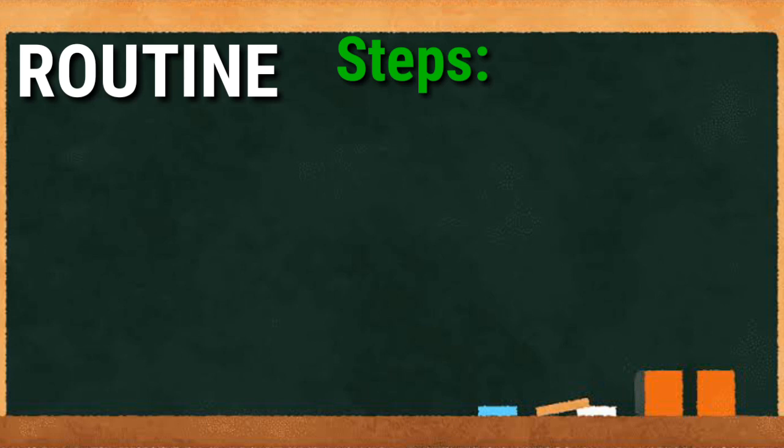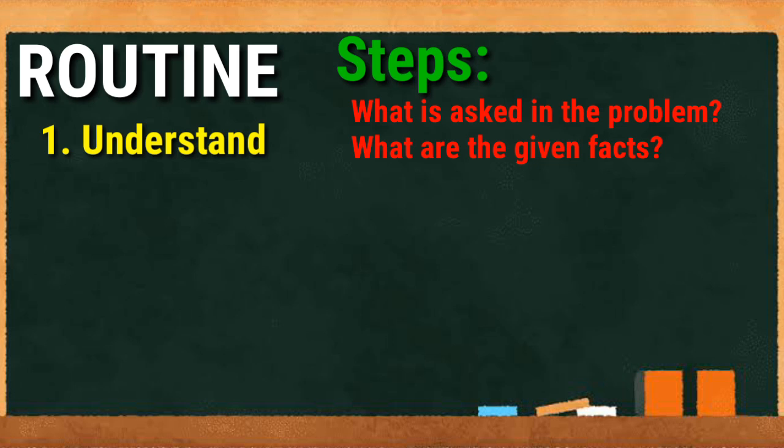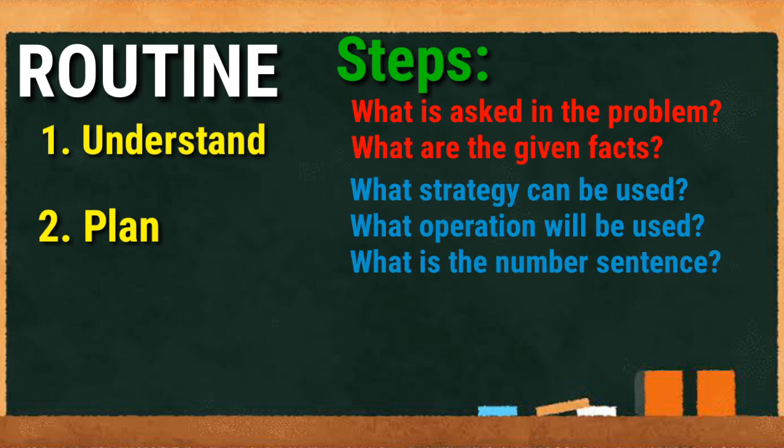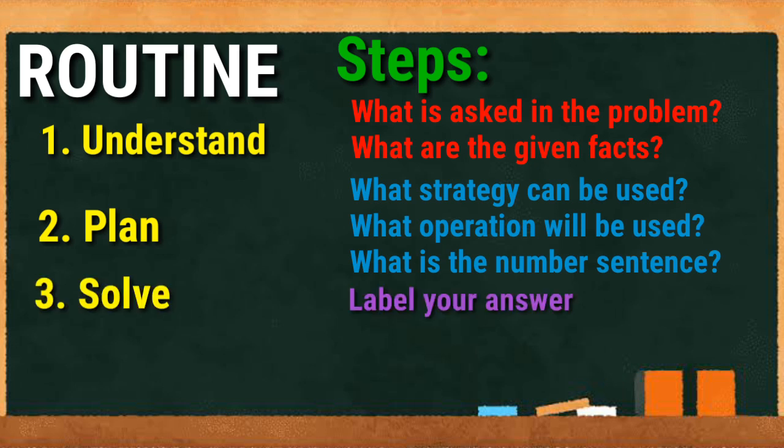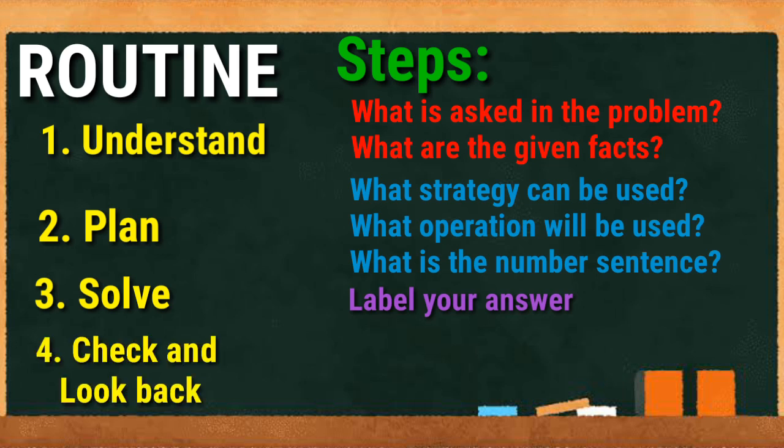To solve routine problems, number 1, understand. Know what is asked and what are given. Number 2, plan. Know what strategy we can use to solve the problem, what operation will be used, and write the number sentence for the problem. Number 3, solve. Write the correct units or label your answer. And last one, check and look back. Review and check your answer.